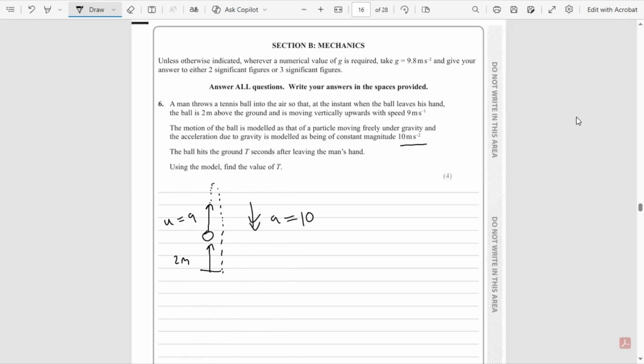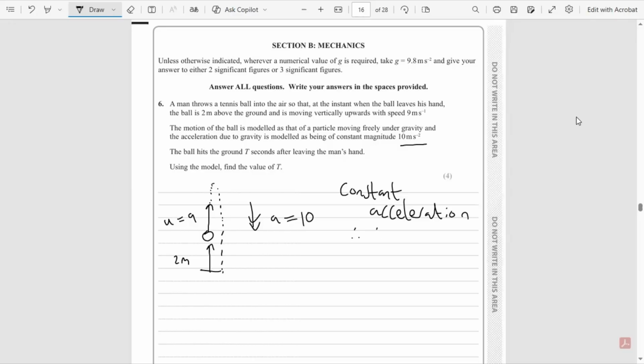Okay, so it's constant acceleration. So remember, constant acceleration means SUVAT. Okay, so constant acceleration of 10, or it could be g, or it could be 9.8 in another potential question, but obviously in this question it's 10. Any constant acceleration, we're talking SUVAT equations.